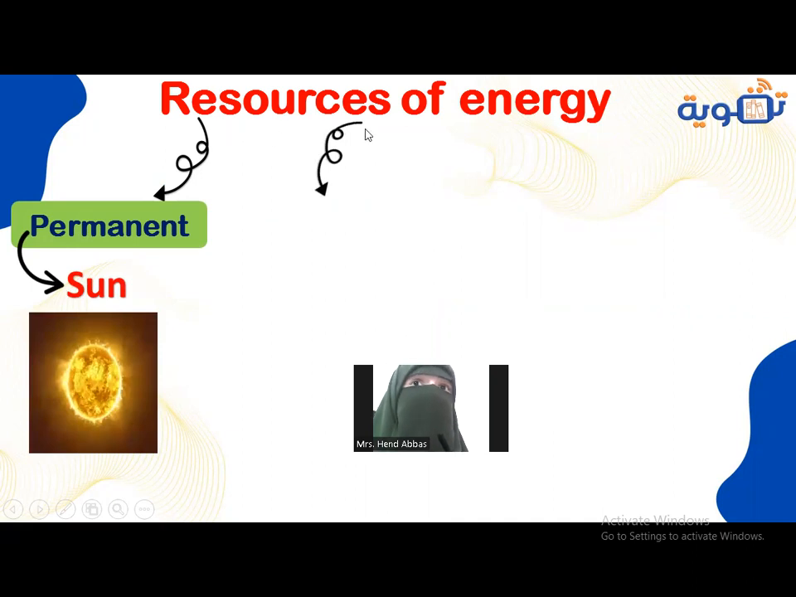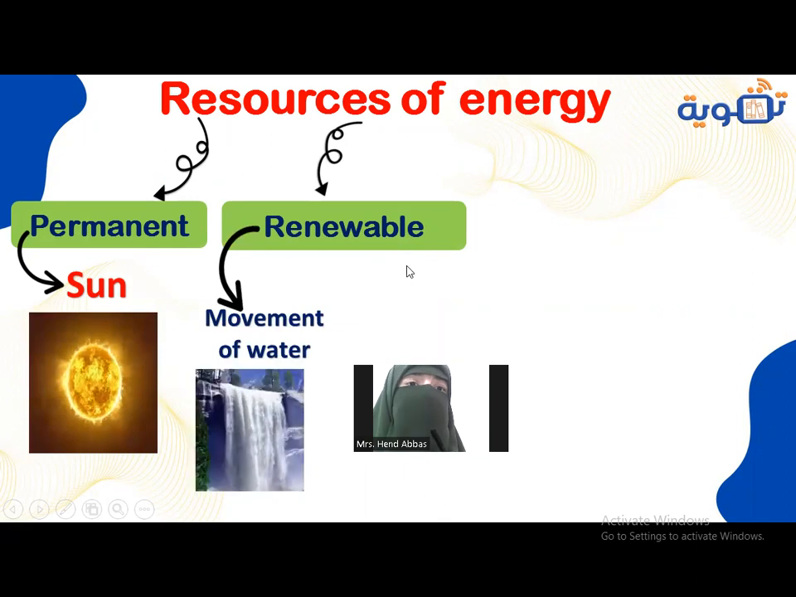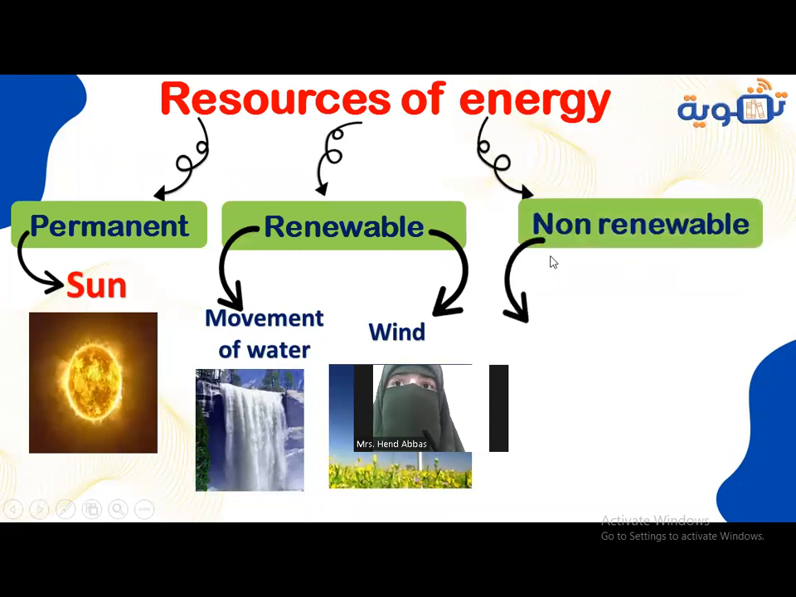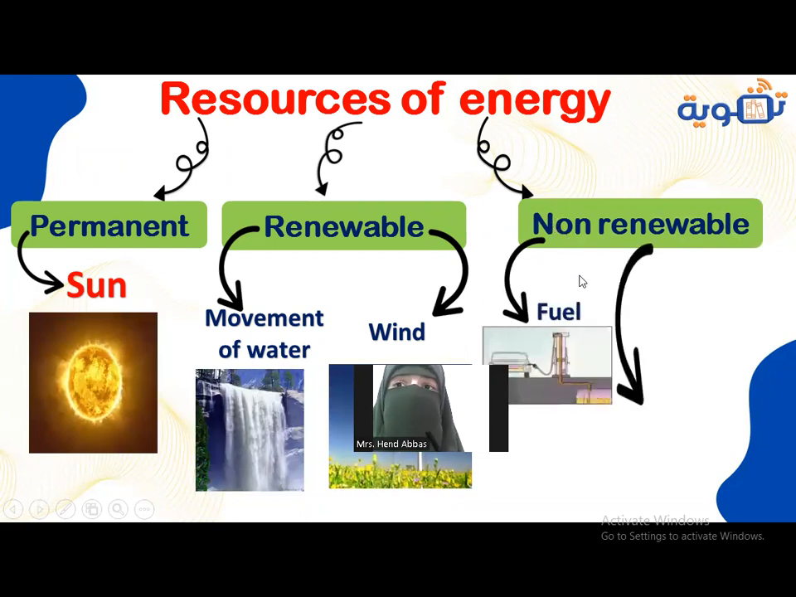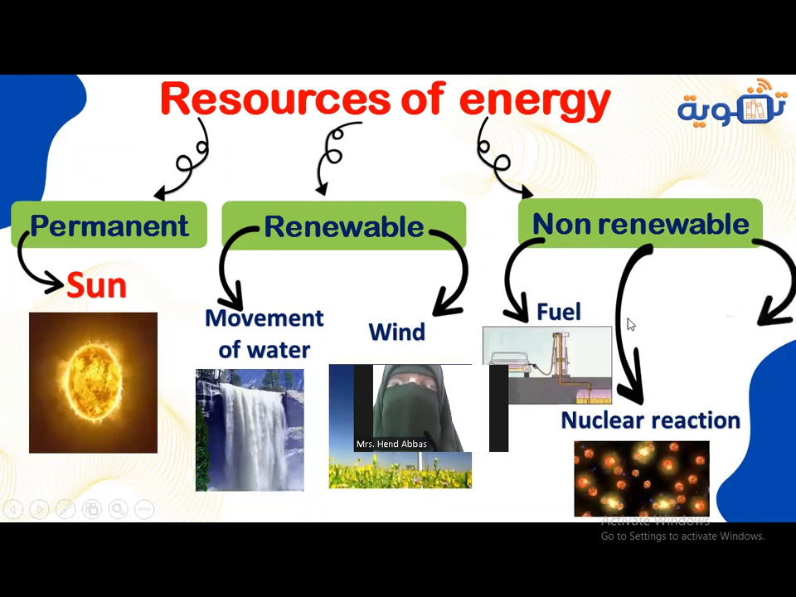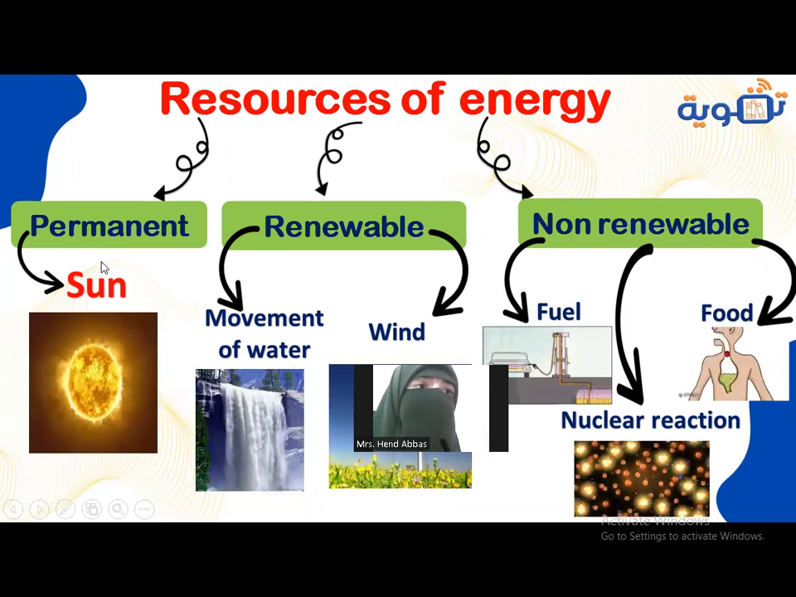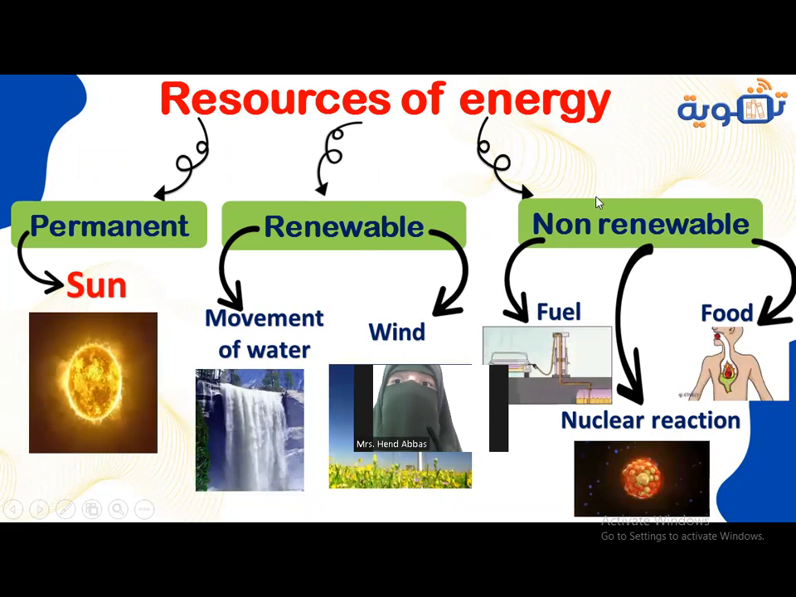Some resources of energy are called renewable resources, like the movement of water and the movement of air, which is the wind. What about the third one? It's non-renewable resources, so they may finish after some time, like fuel, nuclear reactions, and the food. So again, the only permanent resource of energy is the sun. Renewable: movement of water and movement of air. Non-renewable: fuel, nuclear reactions, and the food.